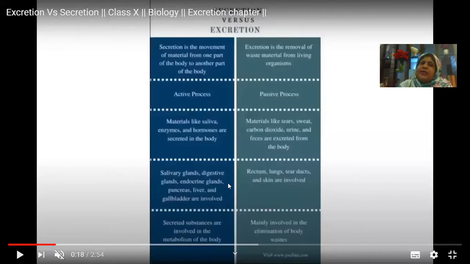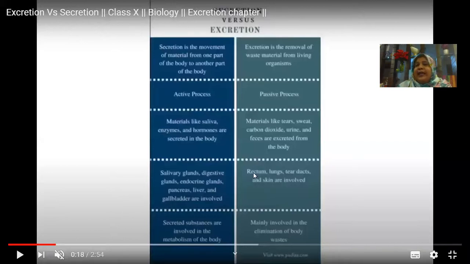The sources of secretions are salivary glands, digestive glands, endocrine glands, and pancreas. You do remember that the digestive glands secrete pepsin. And what does an endocrine gland secrete? Like thyroid is an endocrine gland, thyroxine is secreted. Pancreas is also an endocrine gland, which secretes pancreatic juice. Liver secretes bile. Gallbladder stores bile.